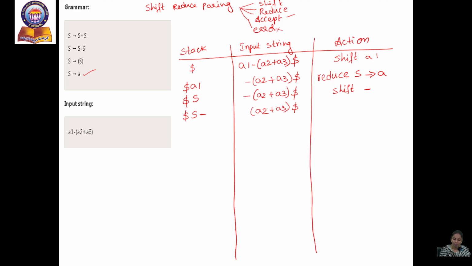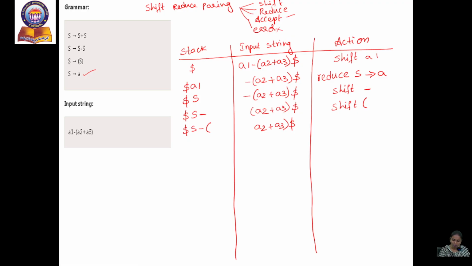Now checking whether A minus is available in the grammar. No, S minus is available in the grammar. So again I am going to shift. What can I shift here? Open bracket. So dollar S minus open bracket here. And what is remaining here? A2 plus A3, closed bracket and dollar.